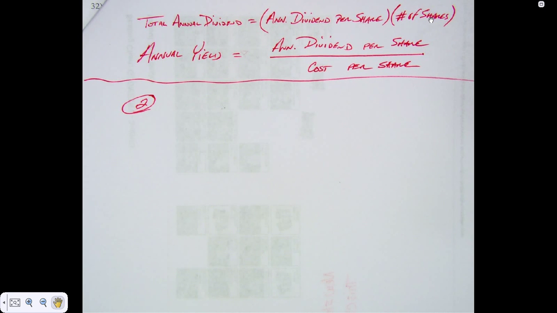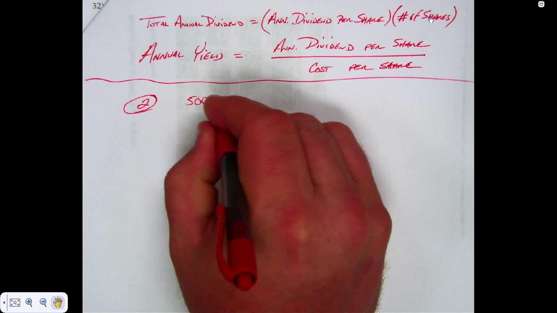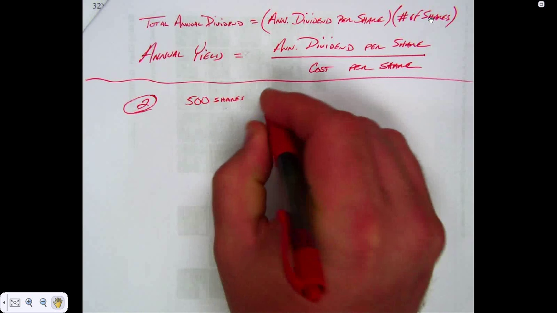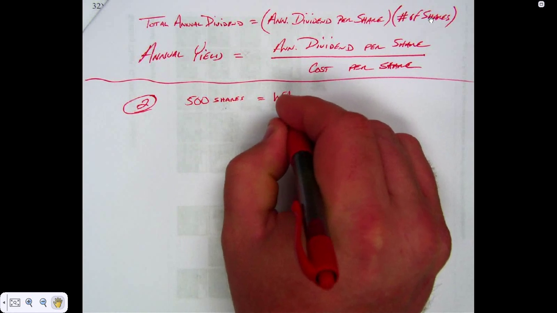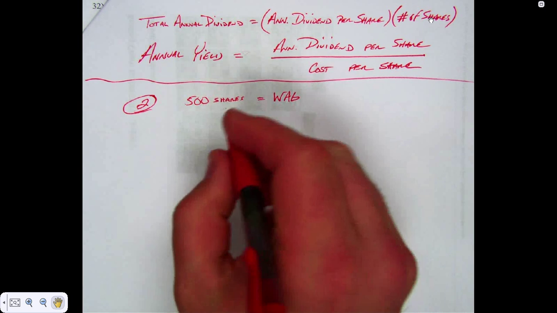Let's look at number 2. Number 2 says that they own 500 shares of Walgreens stock, which is WAG. After quarterly dividends are reinvested under the Dividend Reinvestment Program, the DRIP, they own 500.